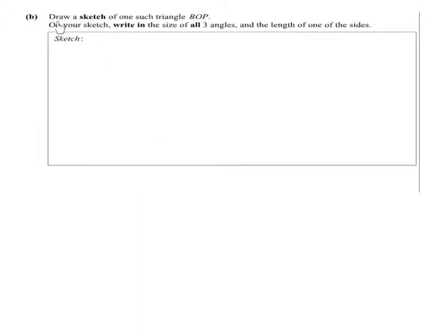Part B. Draw a sketch of one such triangle BOP. On your sketch, write in the size of all three angles and the length of one of the sides. So a sketch is a rough idea of what the shape looks like. So it doesn't have to be a perfect construction, but we do draw it as accurately as we can, and it's very important that we label everything.